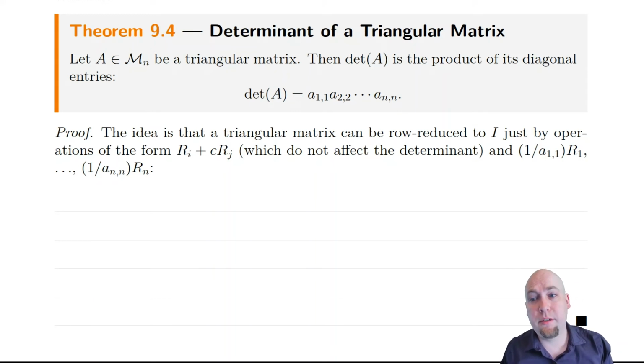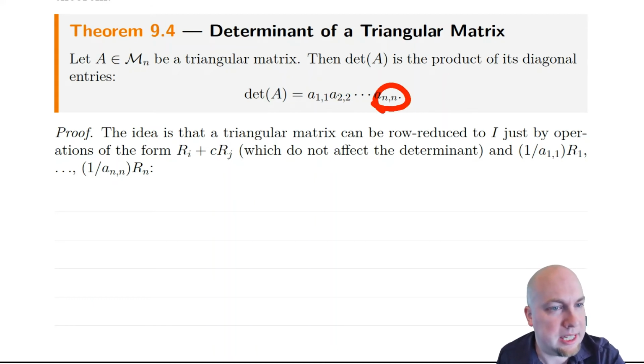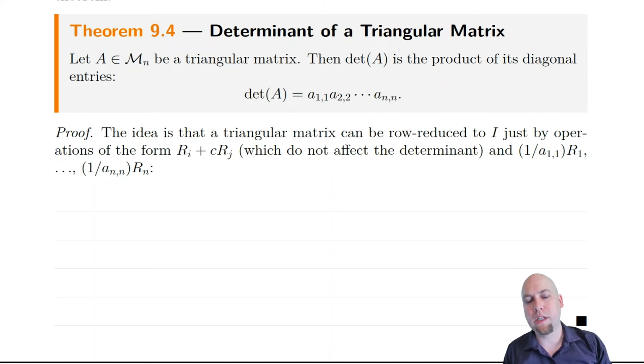Then the determinant is really easy to compute in this case. The determinant is just the product of the diagonal entries. So it's A11 times A22 times A33, all the way up to ANN. All right, so let's prove this. Where does this come from?